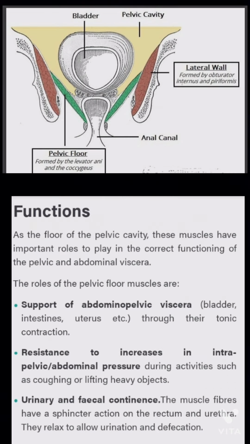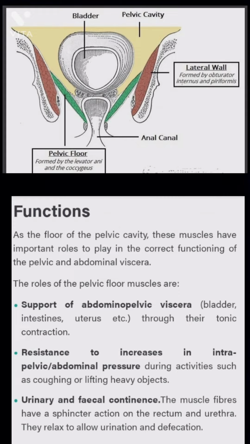Next, coming over to the functions. What are the functions of the muscles of the pelvic floor? As the floor of the pelvic cavity, these muscles have important roles to play. These muscles help support the abdominopelvic viscera, which are the bladder, intestine, uterus, etc. So our pelvic cavity contains the bladder, intestines, and uterus, and these muscles support these visceral organs.